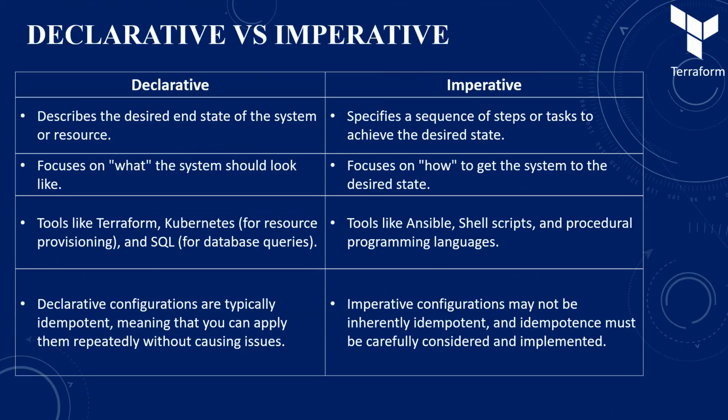So what's the difference between declarative and imperative? Declarative describes the desired end state of the system or resource. On the other hand, imperative specifies a sequence of steps or tasks to achieve the desired state. Declarative focuses on what the system should look like, while imperative focuses on how to get the system to the desired state. Declarative tools are like Terraform and Kubernetes for resource provisioning, and SQL for database queries. On the other hand, imperative tools are like Ansible, shell scripts, and procedural programming languages.